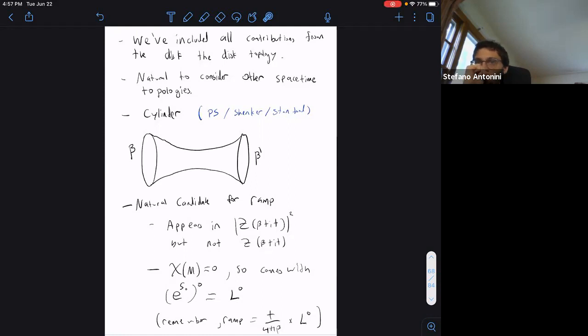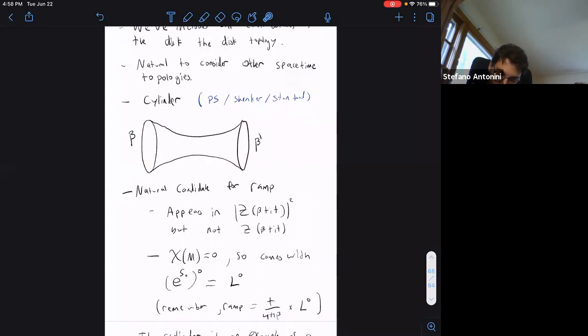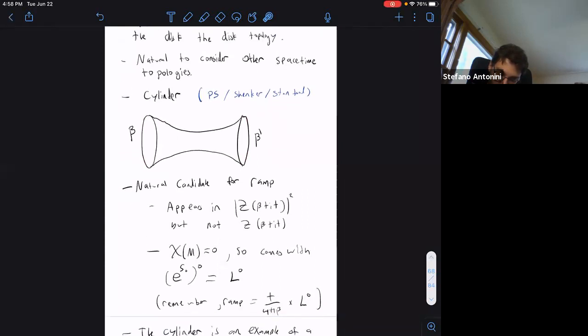So the ramp comes from, instead of having each asymptotic boundary be part of a disk, 2 decoupled disks, we consider all the geometries which are cylindrical topologically, where there's one asymptotic boundary here and another asymptotic boundary here, and they're connected by this cylinder. This is a natural candidate for the ramp because it appears when we have 2 copies of z of beta, not when we have 1 and then square it. So this is like the ramp, something that shows up when you consider 2 copies of the system.